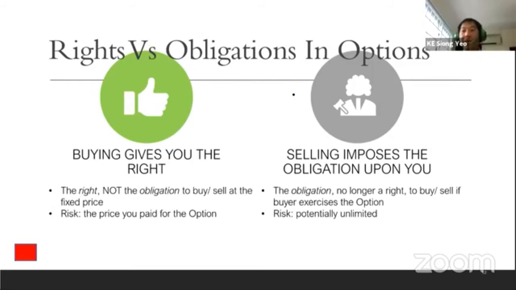The risk as a seller, as I wrote there, is potentially unlimited. That is because, depending on the option strategy that you use, if the stock price keeps on dropping, which I will share later in the risk trade-off figures, there are situations where your risk is potentially unlimited. Actually, technically it's not unlimited; your risk is the maximum loss of the stock.